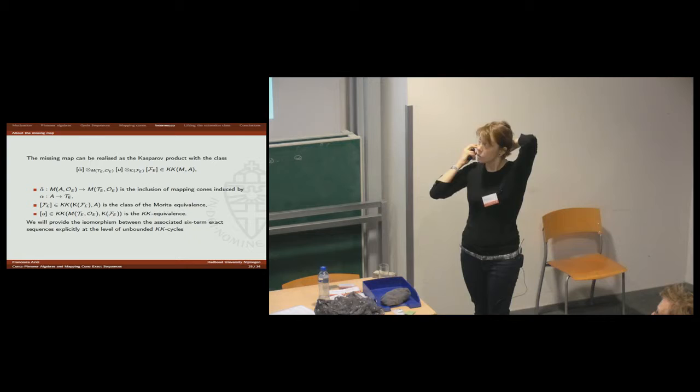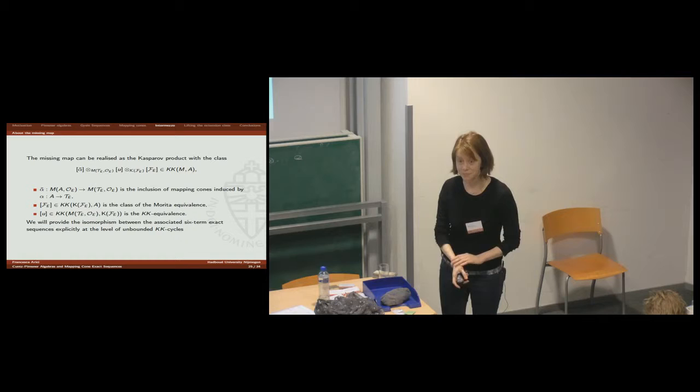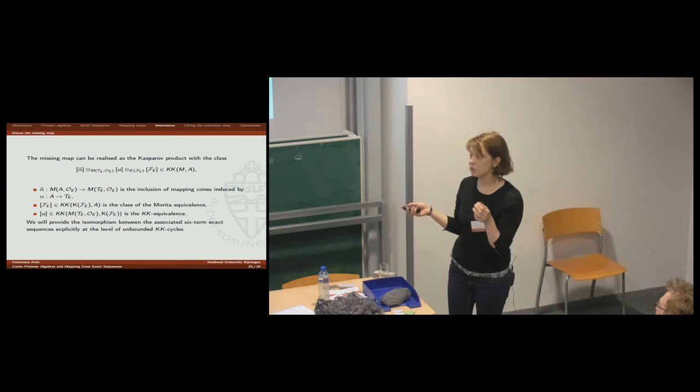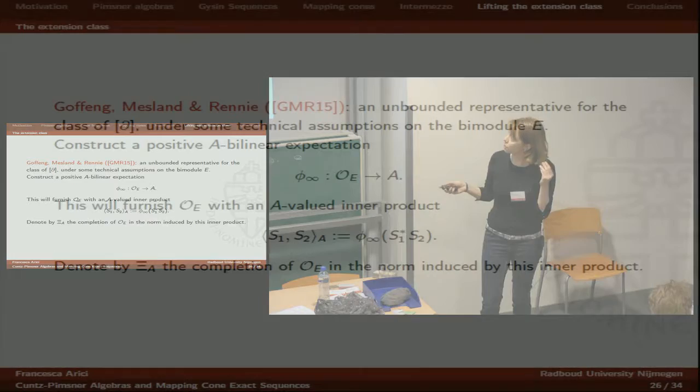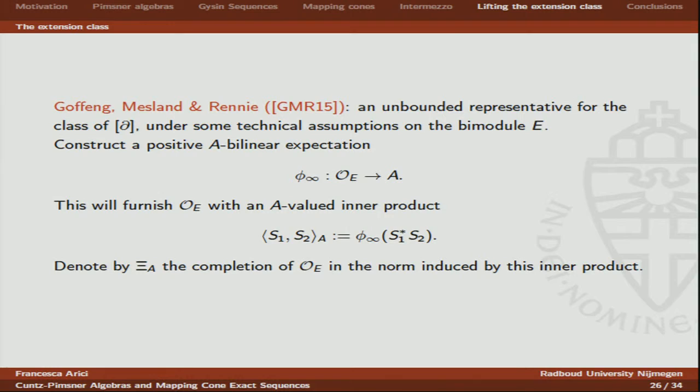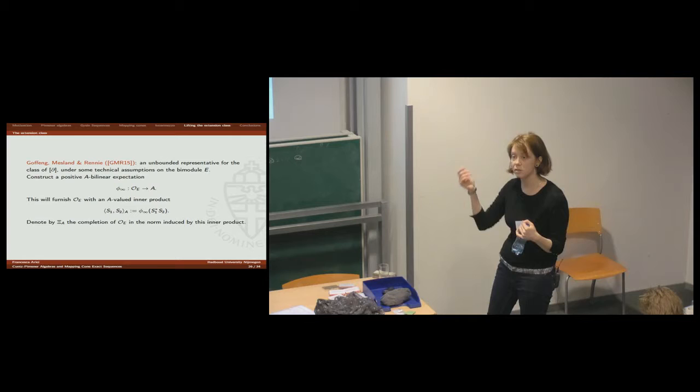But if you write down this class and then you try to put it in the diagram you had before... So what we wanted to do was actually use a different approach. We really wanted to use an explicit representative for this map that makes the diagrams commute. And this you don't get from this formula. So in order to do so, we decided to use a strategy that is present in a paper by Magnus Goffeng, Bram Mesland, and Adam Rennie, where they construct an unbounded representative for the class of the connecting homomorphism that appears in the Pimsner exact sequence.